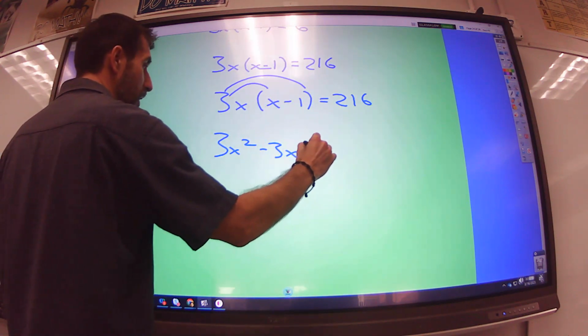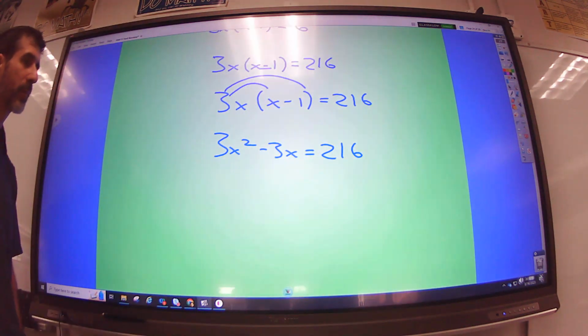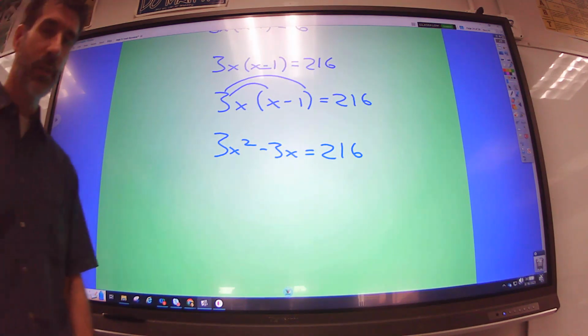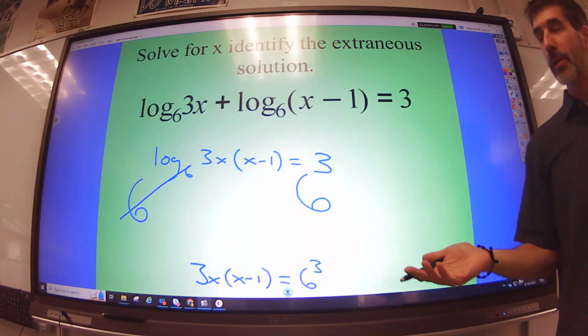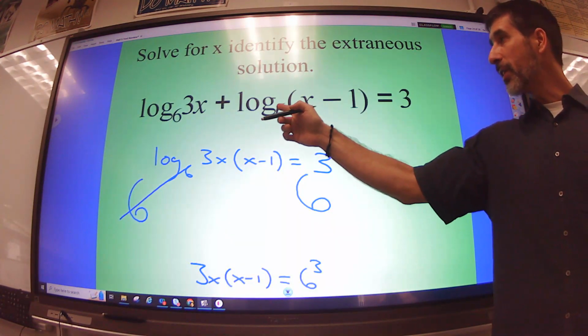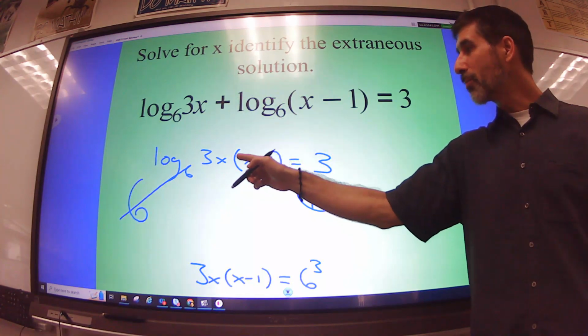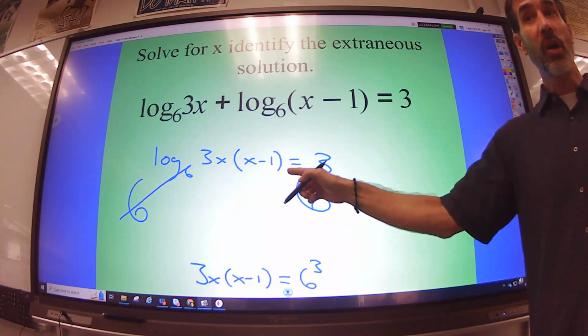Extraneous solution. Let's recap what we just did. In order to solve this, let's clean it up. Because I have the same base, I can bring these together, 3x times x minus 1. In order to solve it, it'd be nice to get rid of the logarithm if I can. So I did a log inverse by making it a base of 6, and we are now at, I multiplied this out, and I notice when I have an x squared, what do we call that?